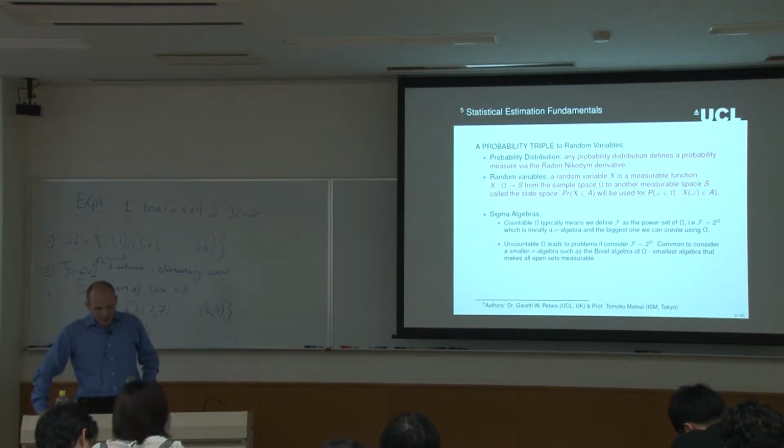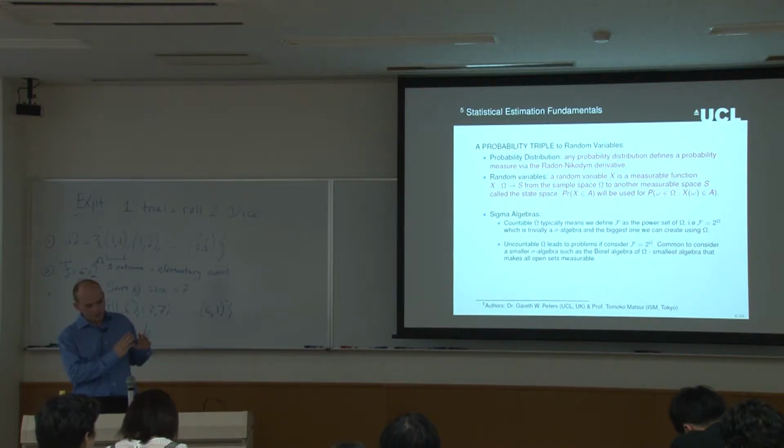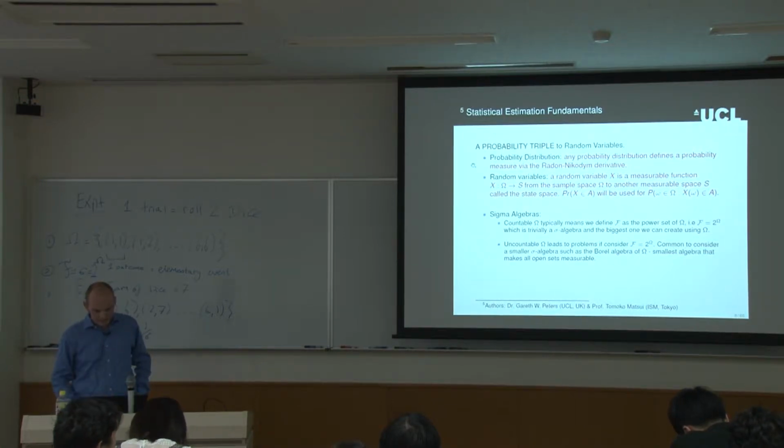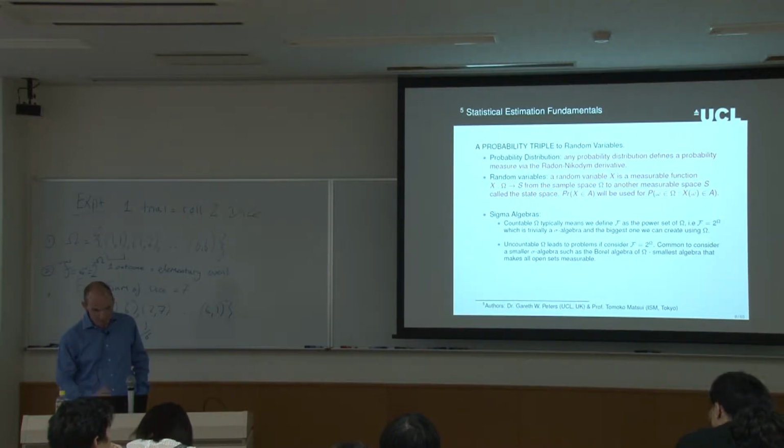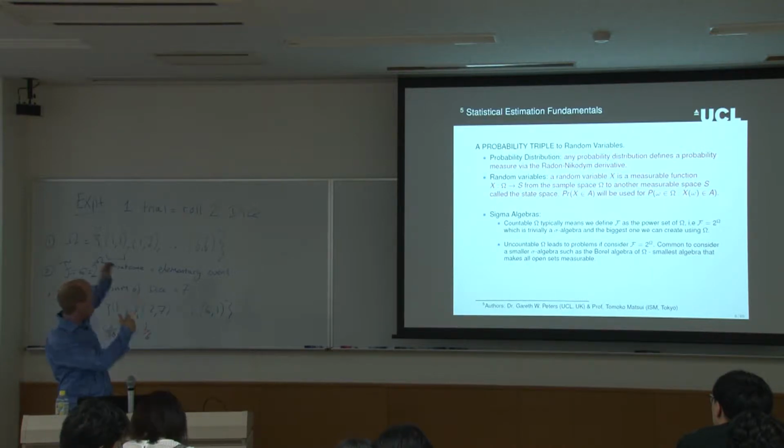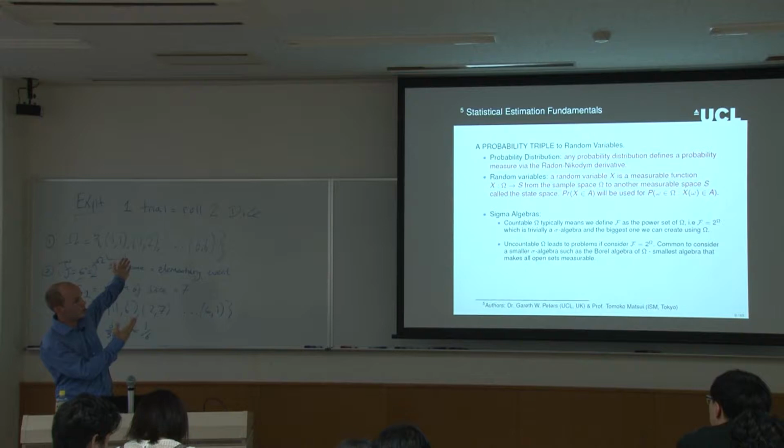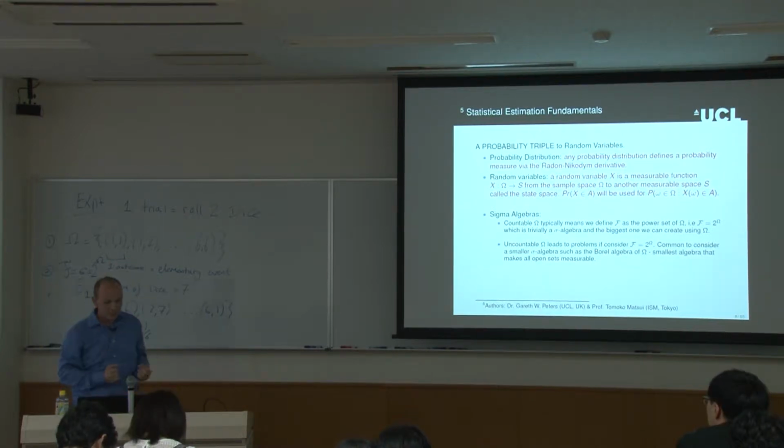So extending this idea to random variables. Any probability distribution defines a probability measure via this concept of Radon-Nikodym derivatives. But I'm not going to go into the details of this in this introductory lecture, but you can have a look at what that means on Wikipedia, for example, if you're interested in some more theory behind that. So we have a random variable X, a measurable function X mapping our sample space omega to another measurable space S called the state space.